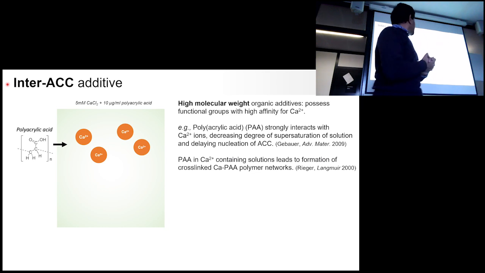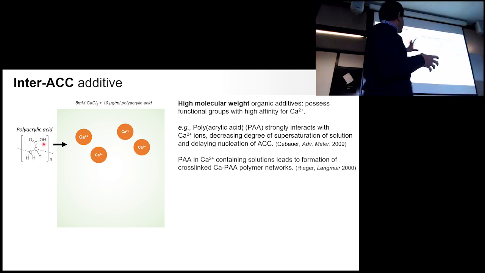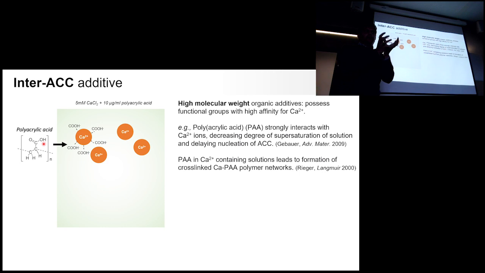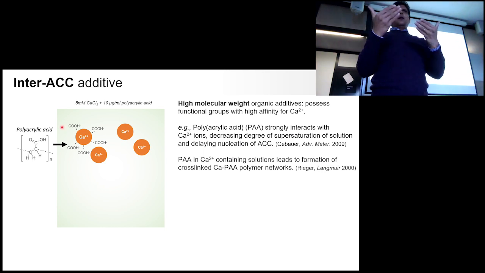Now, if you remember, inter-ACC additives are these large molecules, and in this work, what we did is we used polyacrylic acid. So it's this molecule here, and like I said before, polyacrylic acid, owing to its COH minus, likes calcium ions. So in a solution, they will go and bind to the calcium ions. They will try to incorporate as much calcium ions as possible. And they create these kind of vacuoles, sort of vesicles.